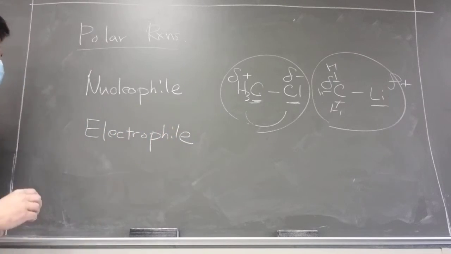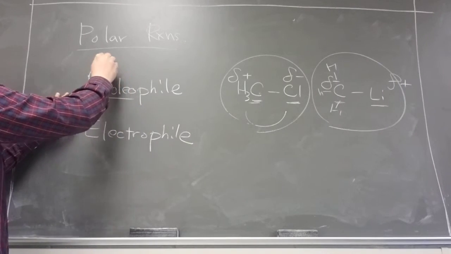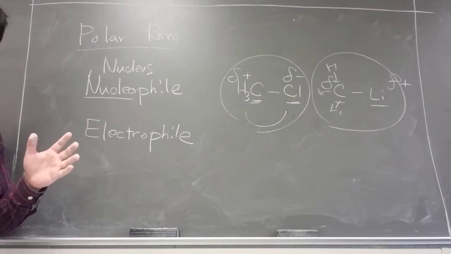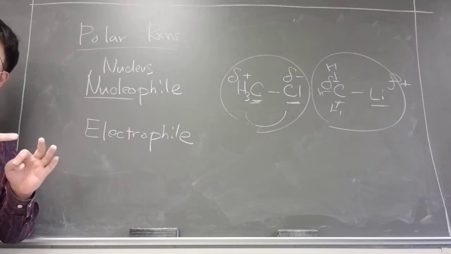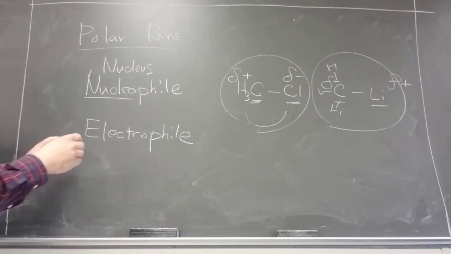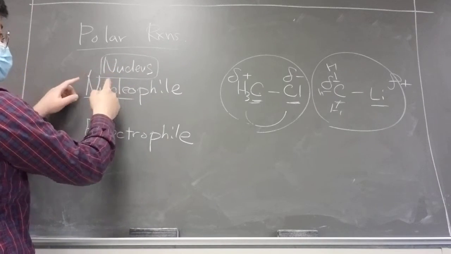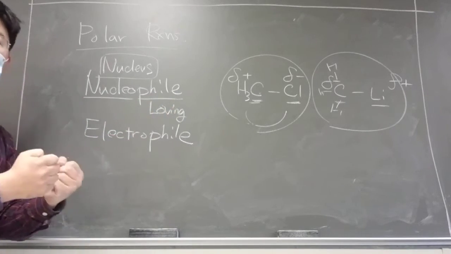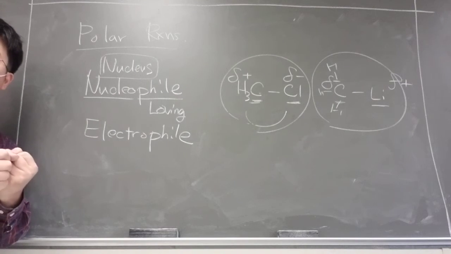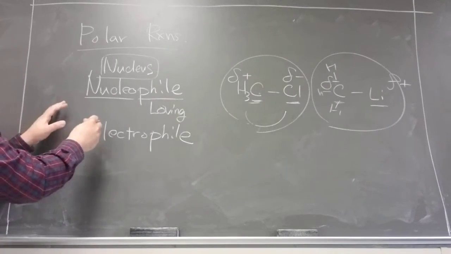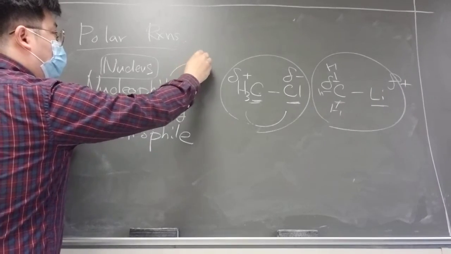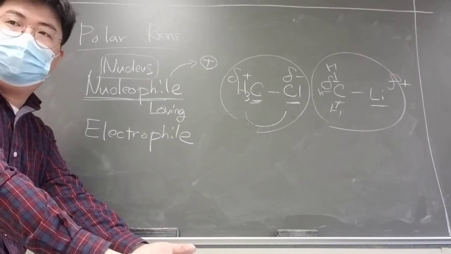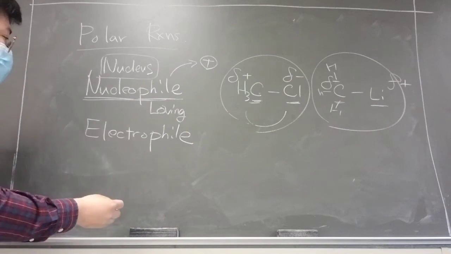Okay? So nucleo means nucleus. If you remember, the nucleus is just made of protons and neutrons, so simply it's positively charged. So this is a positively charged nucleus. Phile is loving. So they love to find the nucleus. They love to find the positive charges. That's what it means. So the nucleophile always looks after positive ones. They want to go to the positive ones because they love the nucleus, because the nucleus is positively charged.